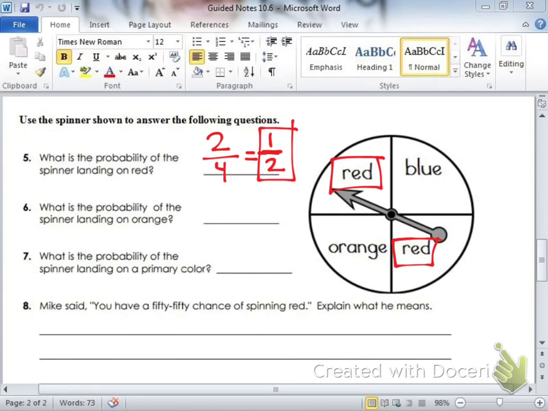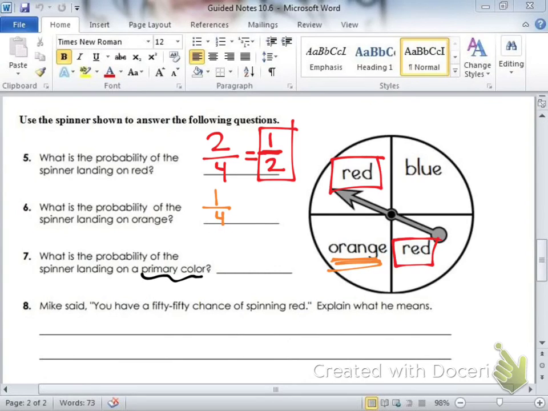All right, number 6. What's the probability of the spinner landing on orange? Yeah, here's orange. There's only one way to get an orange, and there's still 4 possible ways this spinner could land. All right, number 7 is a little tricky. You need a little prior knowledge. What is the probability of the spinner landing on a primary color?